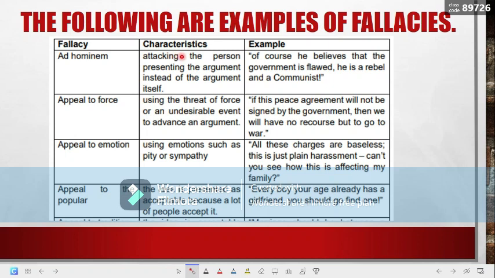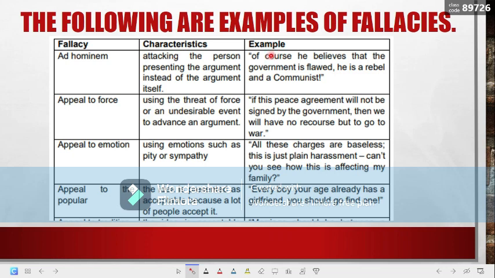So we have here 3 columns. The first column, these are the name of the fallacy, its characteristics, and an example of it. So we will be discussing them one by one. Let's start with ad hominem. The fallacy ad hominem is characterized by attacking the person presenting the argument instead of the argument itself.